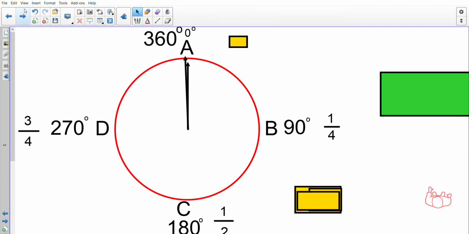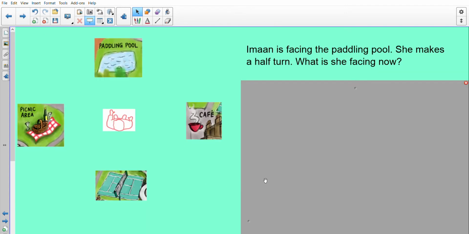Okay, so let's put that into something a bit more practical. So let's imagine a situation here. We've got Iman is facing the paddling pool. So this is Iman, and she's facing this way here. She makes a half turn. What is she facing now? So let's think of fractions of a turn. So that would be a quarter turn. She turns a half turn, so it's 1/4, 1/2. She is now facing the tennis courts.